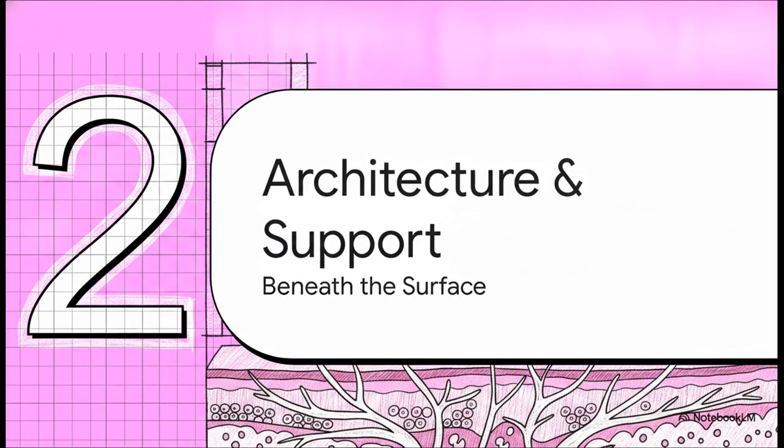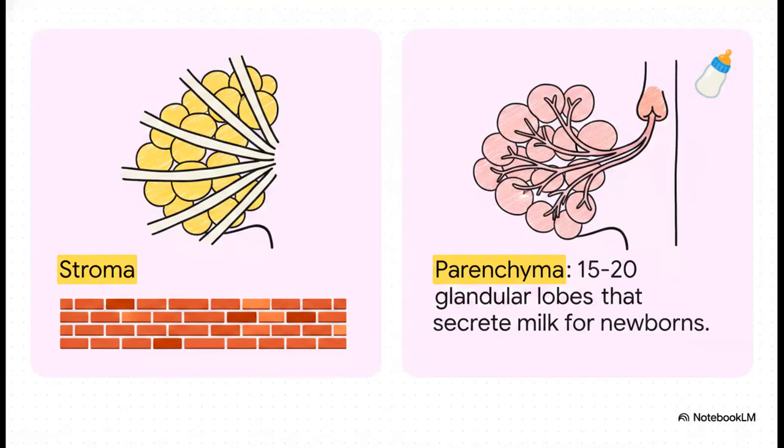Moving right along to Section 2, Internal architecture and support, beneath the surface. Okay, let's dive under the skin. Here we see the two main functional divisions of the internal anatomy, the stroma and the parenchyma. Think of the stroma as the scaffolding and the padding. It's made up of connective tissue and fat, but its absolutely most vital structures are the suspensory ligaments of Cooper.